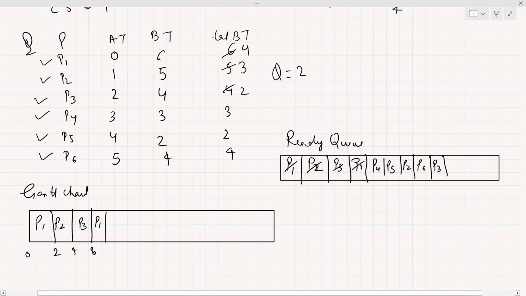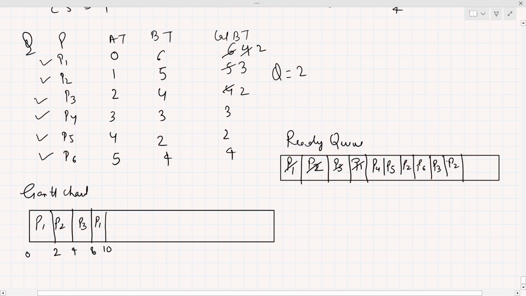The convoy effect is when a big process gets the CPU and a small process does not get the CPU for an indefinite amount of time. These problems are solved by the round robin scheduling algorithm we observe here. After that, P1 runs from 8 to 10, so the burst time left is 2. P1 is not completely executed.